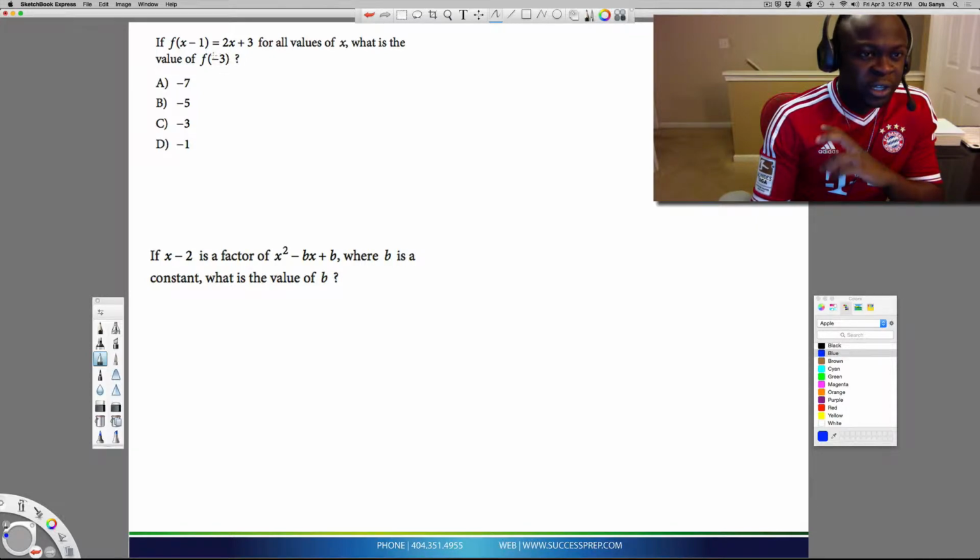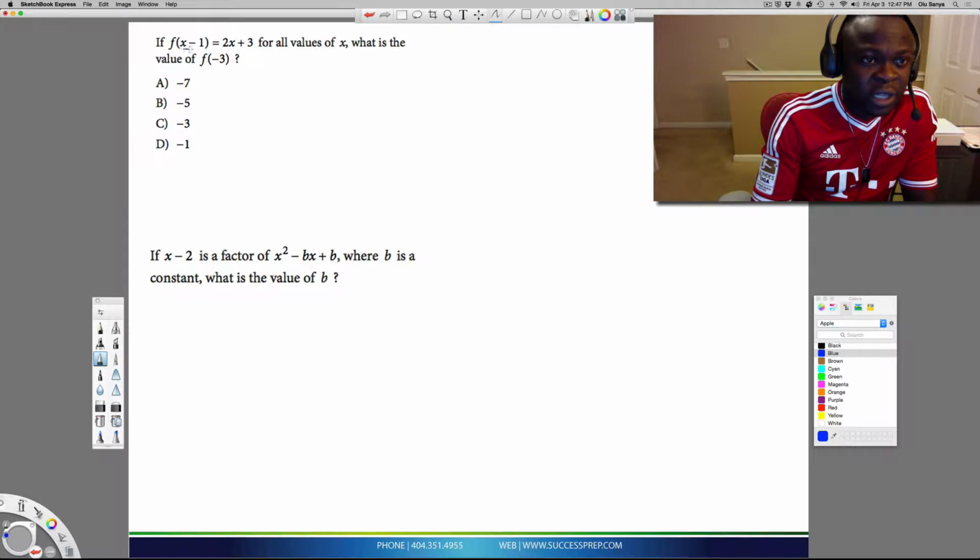But the trick in this question is if you read the beginning here, it says f of x minus 1 is equal to 2x plus 3. Well, if this had just been f of x, then all we had to do was just substitute the minus 3 into this x. But that is not the case here. This is not f of x. This is f of x minus 1, meaning that what you see here, the x minus 1, is equivalent to minus 3. So we need to plug in an x here to solve this question, but we need to figure out what that x is first.